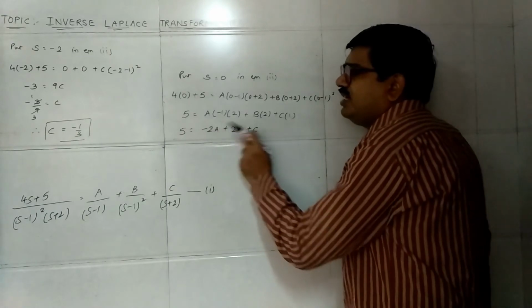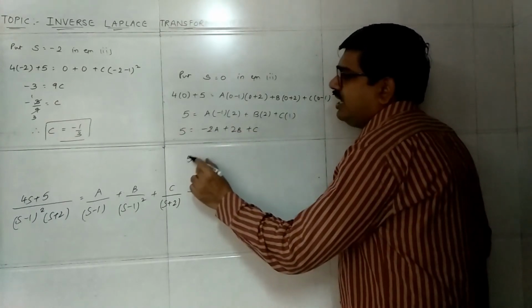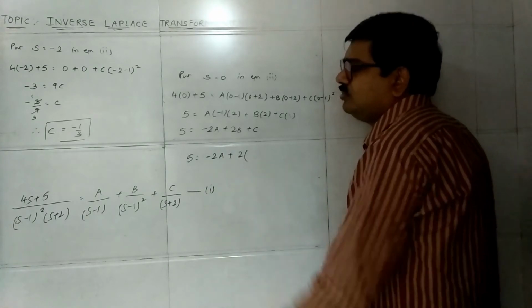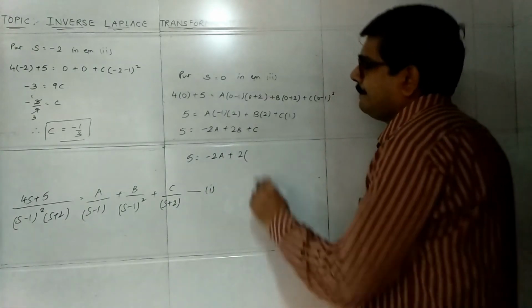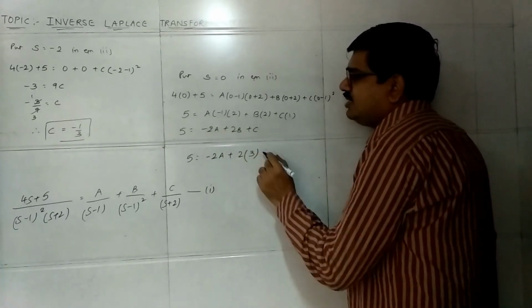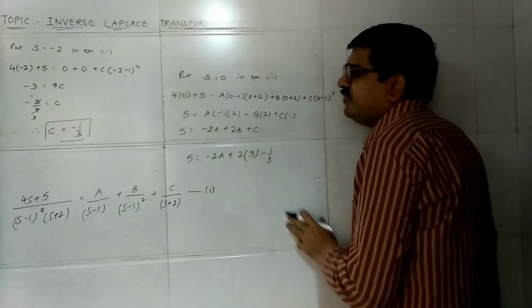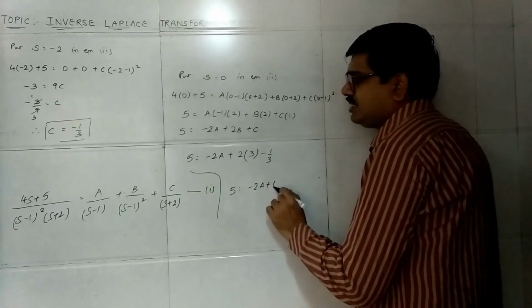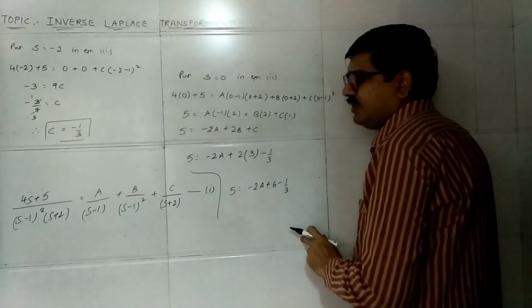Put the value of b and c in this equation. So 5 is equal to minus 2a plus 2 into what we got as b, 3. Value of b equal to 3. And plus c is minus 1 by 3. So therefore 5 is equal to minus 2a plus 6 minus 1 by 3.